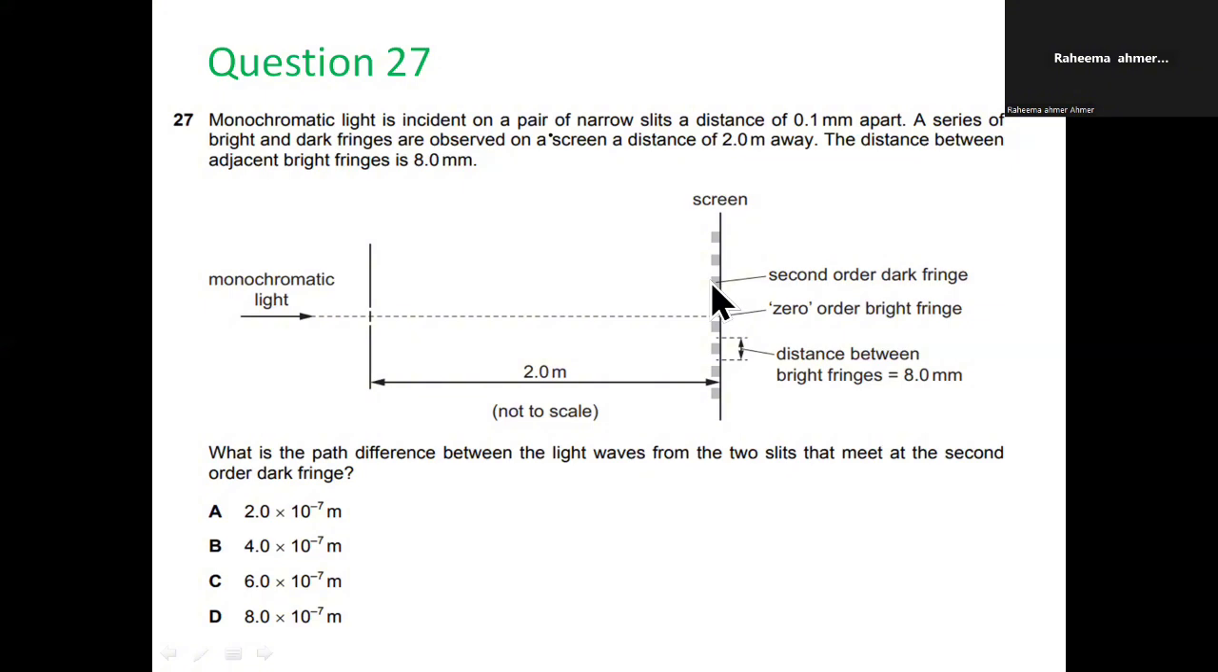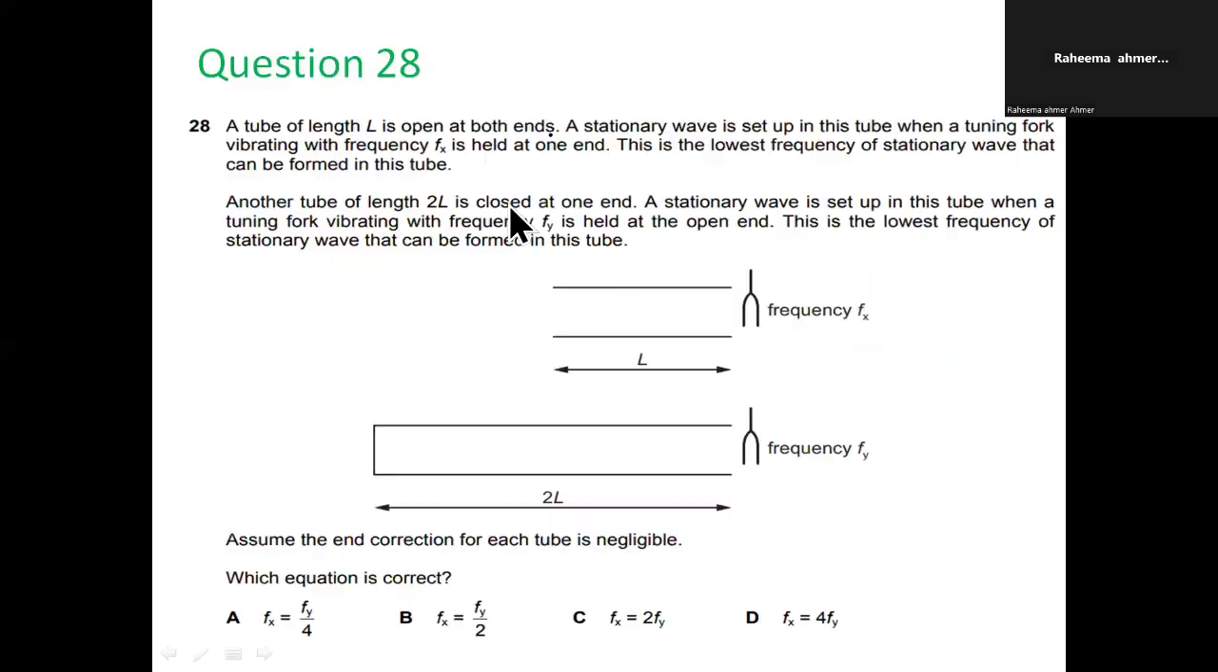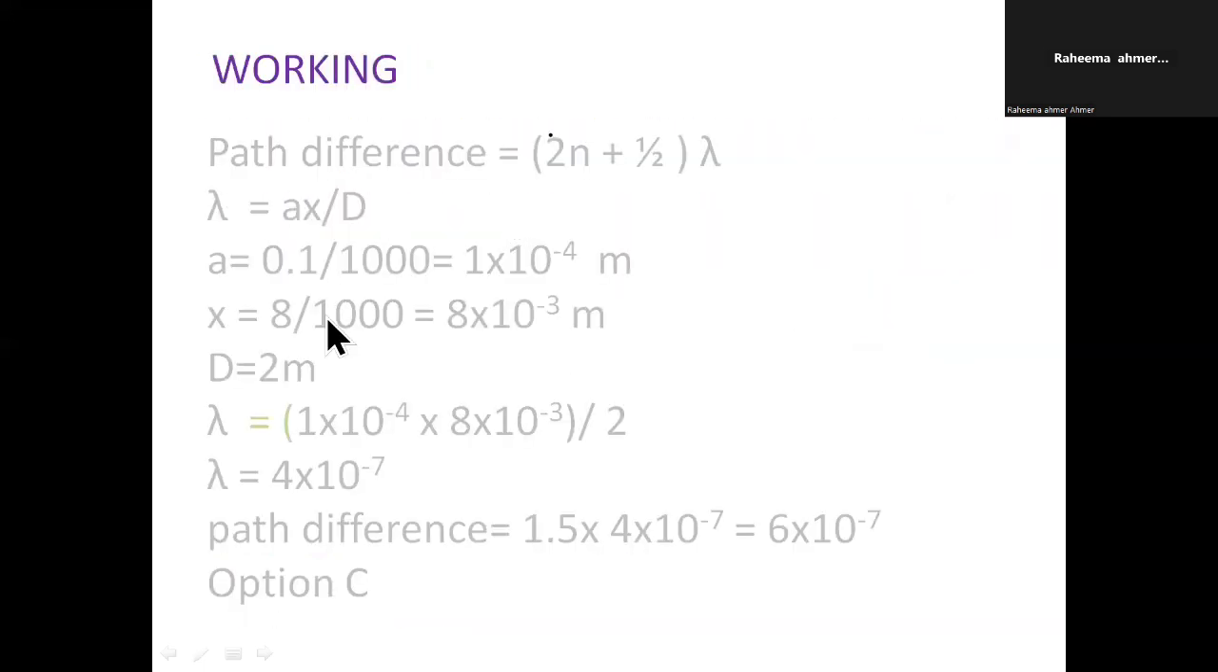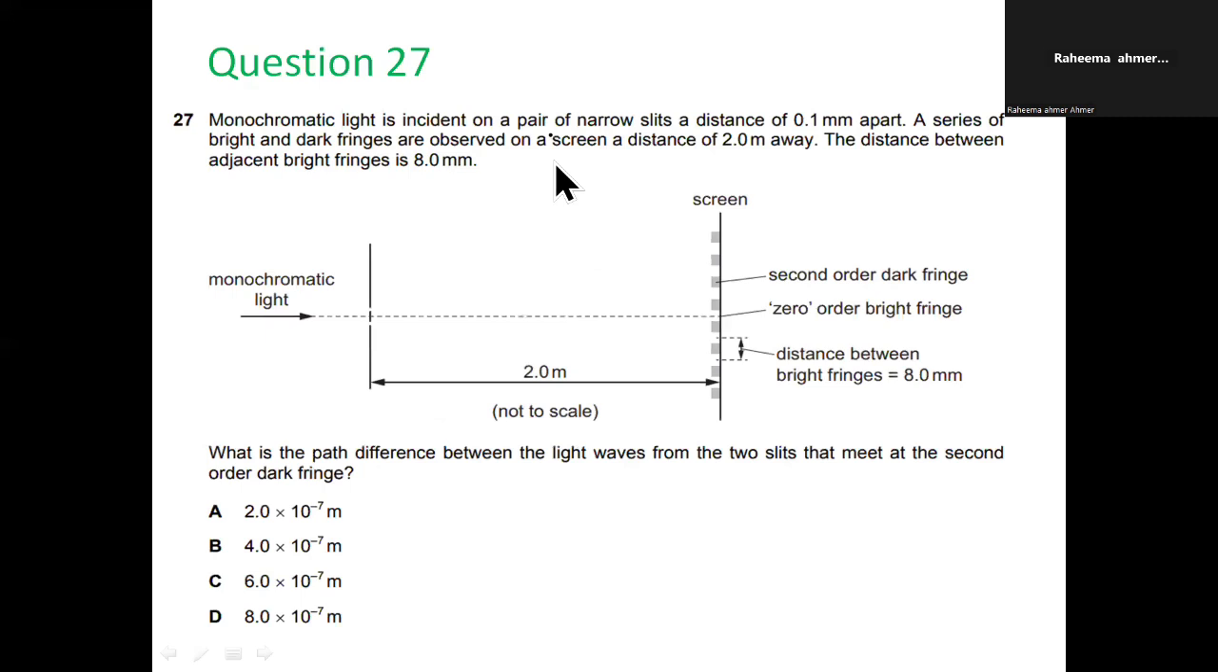So for that, you must find lambda. Lambda is the wavelength, and it is not given to you here. So for that, what would you do? You would calculate lambda by using the formula of Young's double slit experiment. Lambda is equal to ax upon d, where a is the distance between the narrow slits, which is 0.1 millimeter.